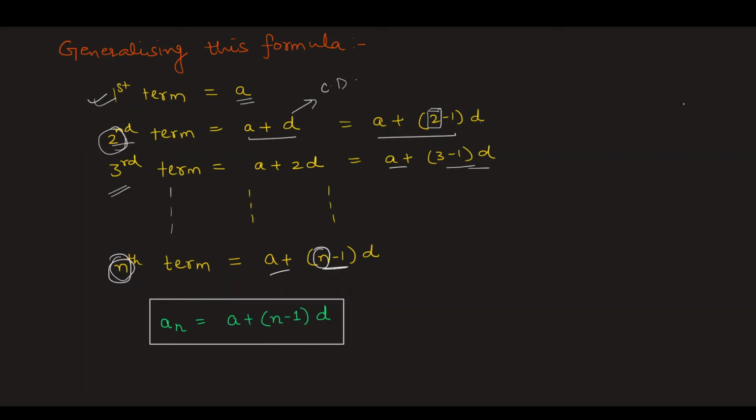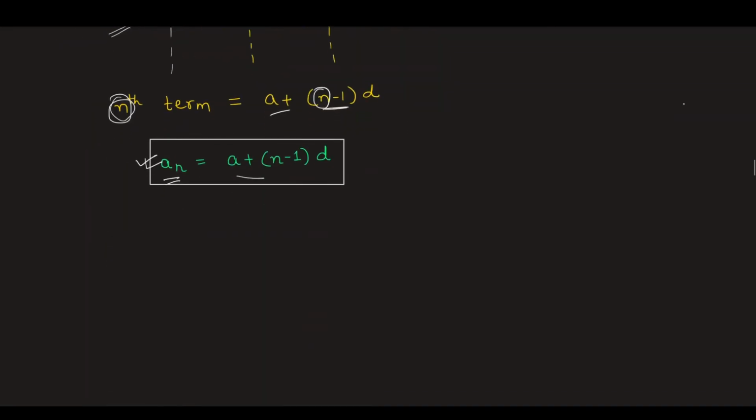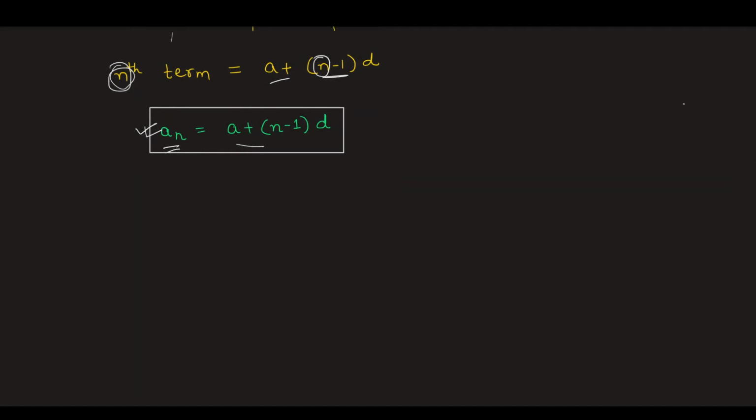Okay, so the formula is an, which is the nth term, is equal to a plus n minus 1 into d. So let us take a quick example. Say the series is simple even numbers 2, 4, 6, 8, 10, 12 and 14. So this is the first, second, third and this is fourth, this is fifth.